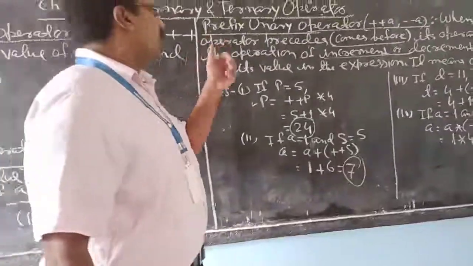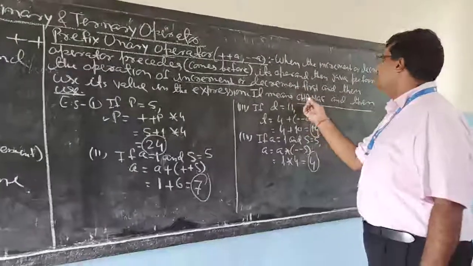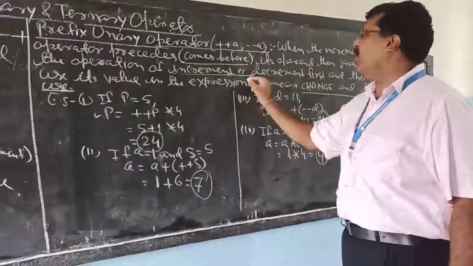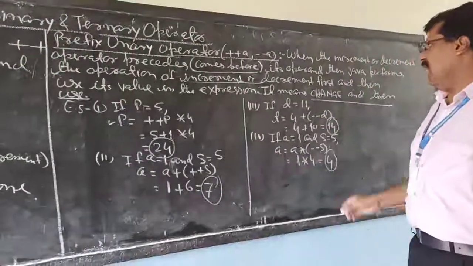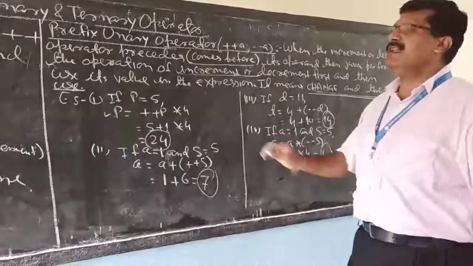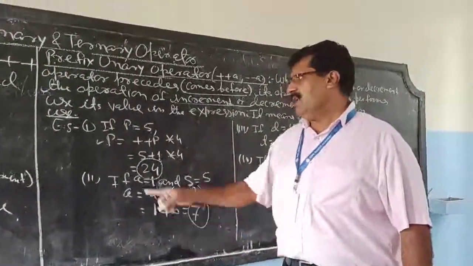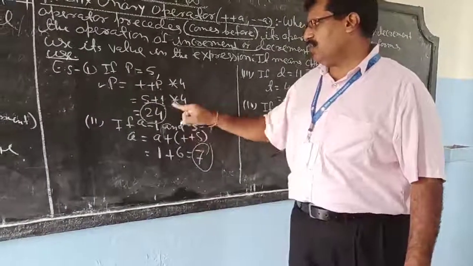So today's first one is the prefix unary operator. In this, what happens? First it increases the value of an operand or decreases the value of an operand, then uses its value in the expression. It means change and then use. Change and then use means change the value, then it is used. If p equal to 5, then ++p means 5 plus 1, 6. Then 6 into 4, 24.